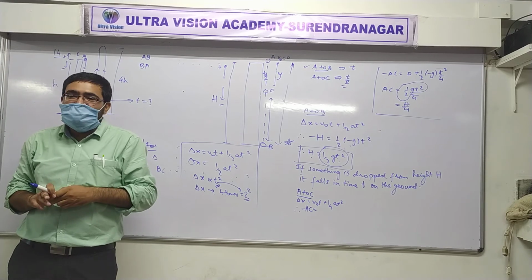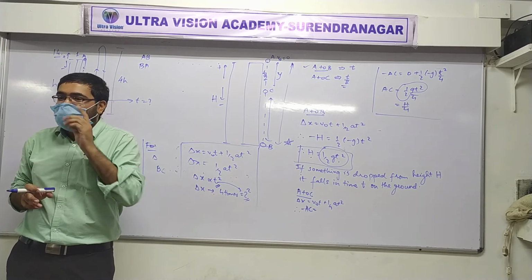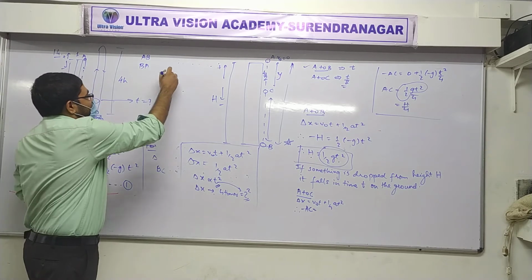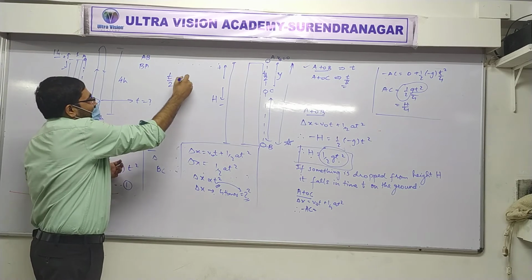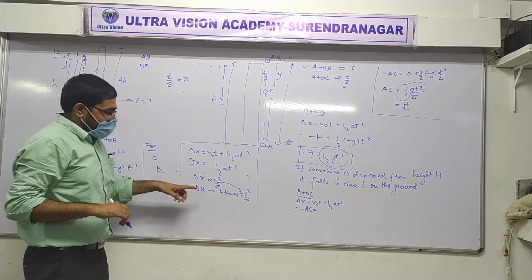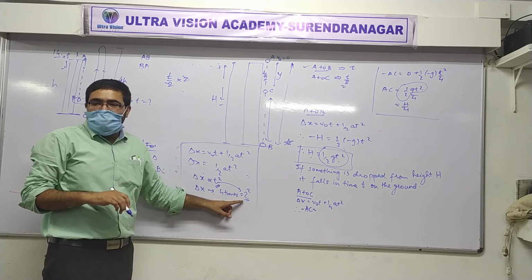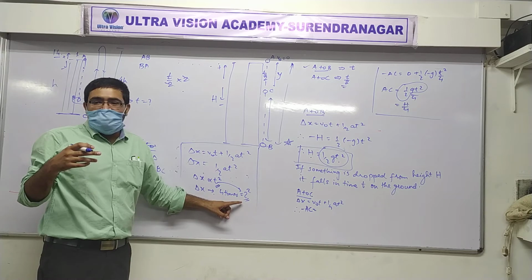Yes or no? Into 2, that's called double. Correct or not? Yes. So if t by 2 is the time interval and I tell you to double it, then how much would it become? T. Clear? Yes. I told you that if we double the time interval, is the displacement doubled? No. Then how many times?